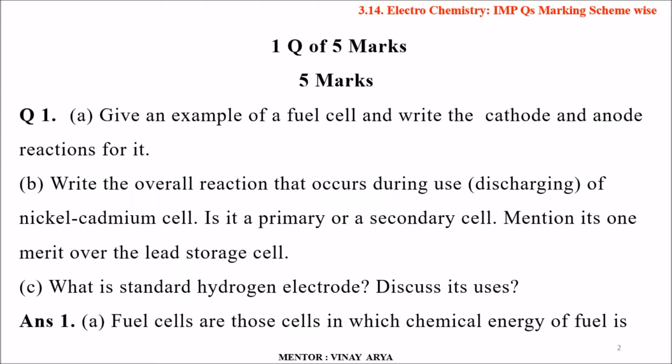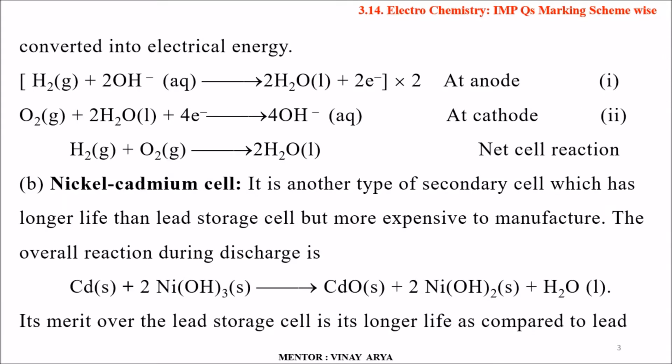Now, if we answer it, fuel cells are those cells in which the chemical energy of the fuel is converted into electrical energy. If we see the reactions, hydrogen gas plus 2 OH⁻ ions, which are coming from potassium hydroxide, gives 2 H2O liquid plus 2 electrons. The second equation, which is the cathodic reaction, is oxygen gas plus 2 H2O plus 4 electrons gives 4 OH⁻. This is the cathodic reaction, labeled as second.